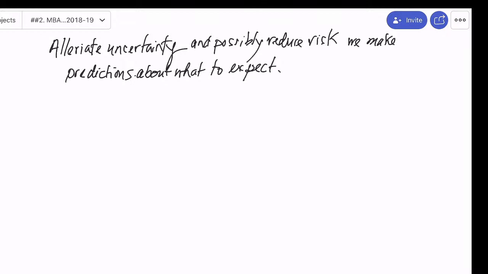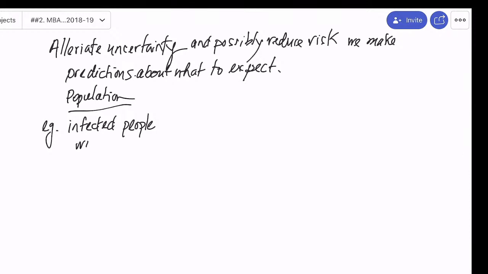I'm debating whether I'm going to focus on COVID because this could go too far. But okay, let's say we want to know something about a population. It could be people that are infected with COVID or another contagious condition. So that could be my population.